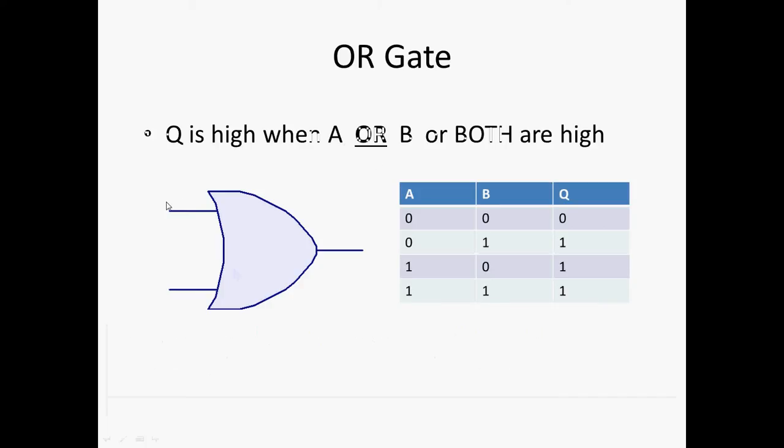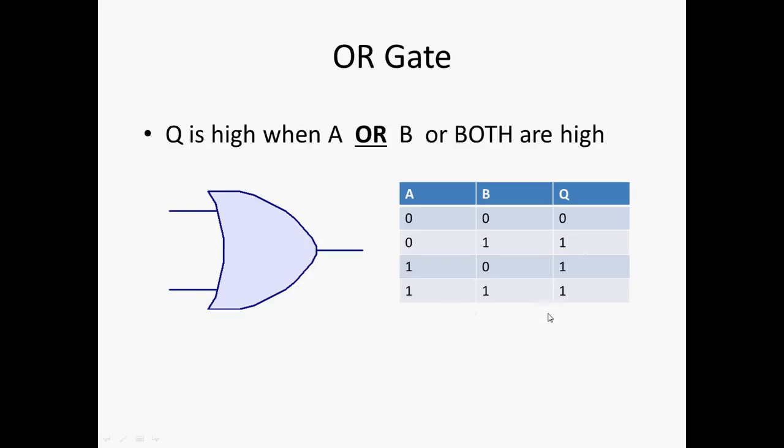So, this is A, this is B, this is Q. I really should have labelled these. And the way an OR gate works, clue is in the name, if A or B is on, the output is on. So if A or B are high, the output is high. All means the same thing. So that's the truth table. 0, 1, 1, 1.